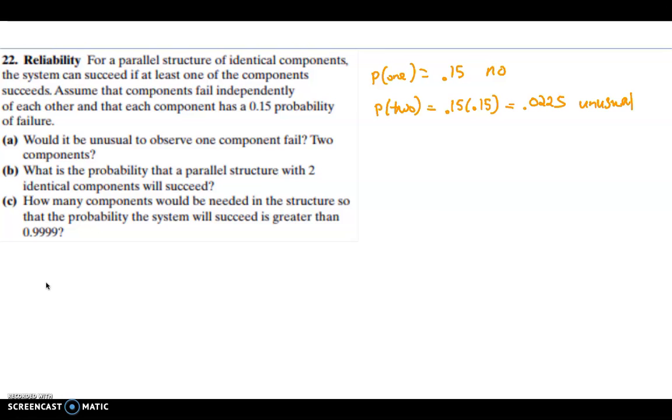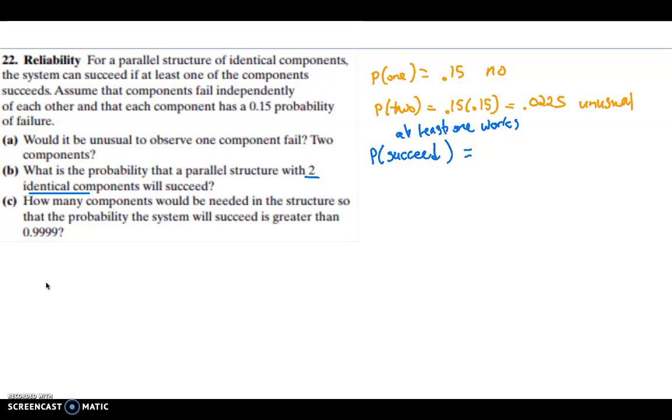So now we're looking at what's the probability that a parallel structure with two identical components will succeed. In order for this to succeed, we just need at least one of the components to work. Well, there are different scenarios for that. Say there's a left and a right component. You could have the left work and the right fail. You could have the right work and the left fail. You could have them both working. So you have multiple scenarios.